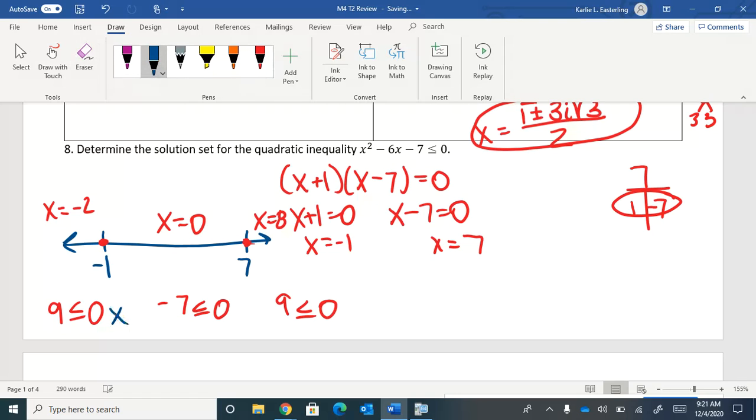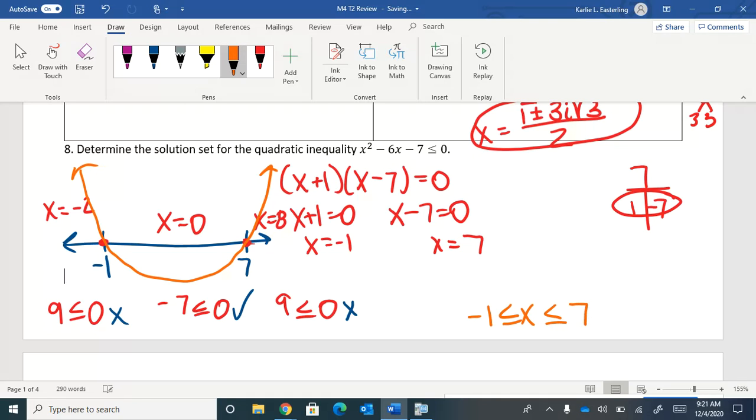I got that this was false, and this was true. So that means that my parabola is less than 0 between negative 1 and 7. So my answer would be negative 1 is less than or equal to x, and x is less than or equal to 7.